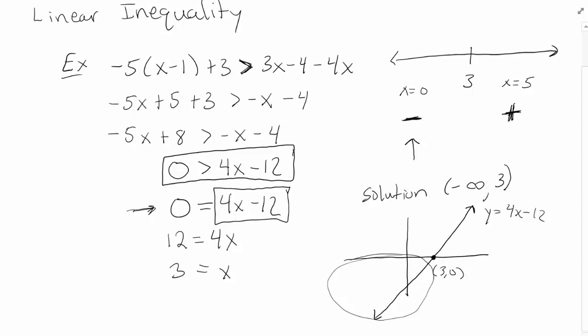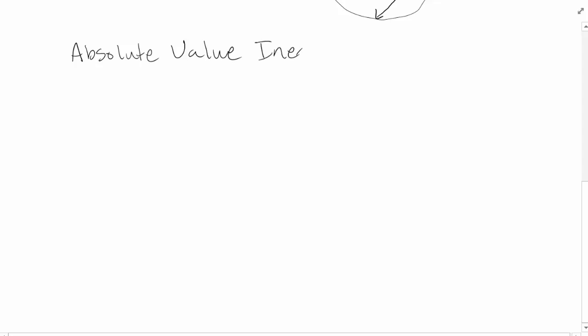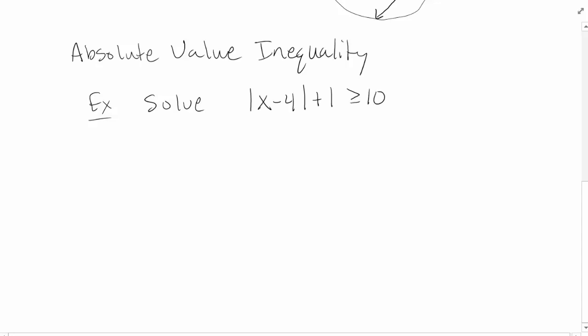So that was an example of a linear inequality. An absolute value inequality, let's do one of those. And the example I'm going to go with is, let's solve, how about, the absolute value of x minus 4, plus 1, is greater than or equal to 10.